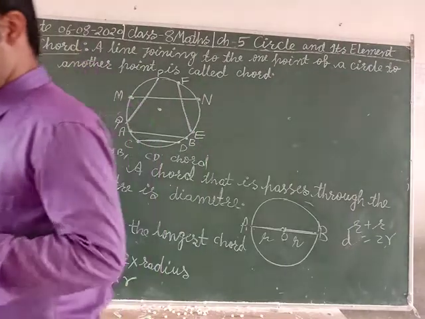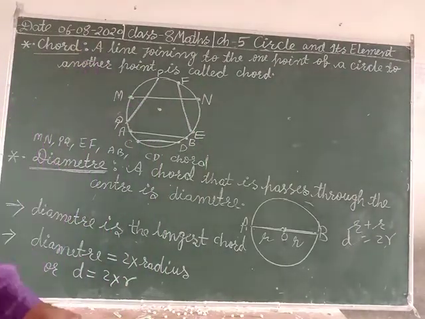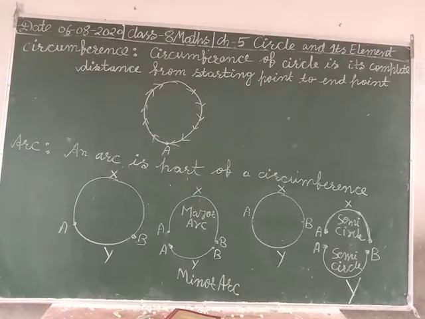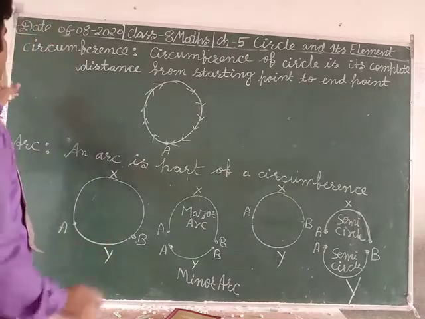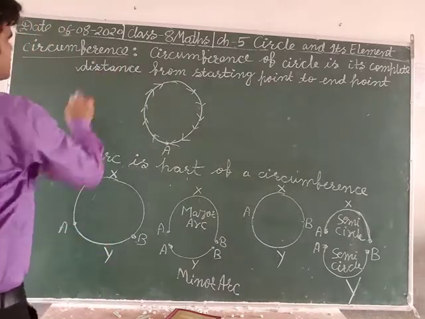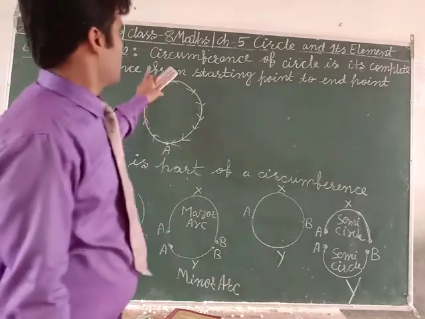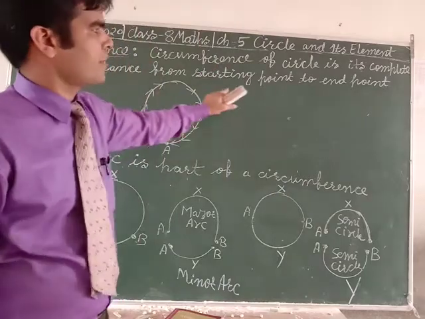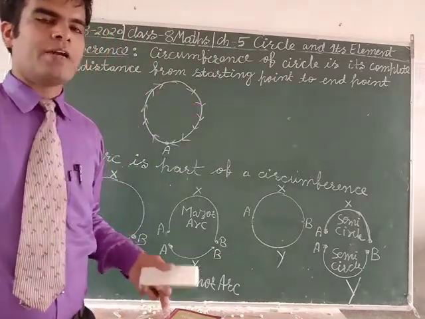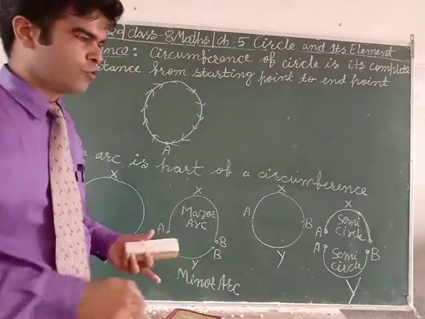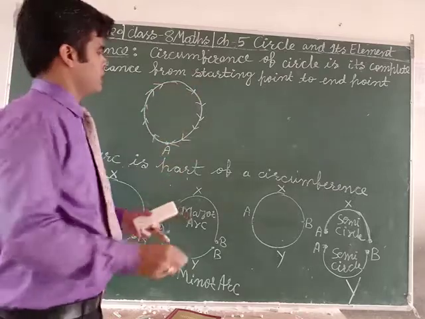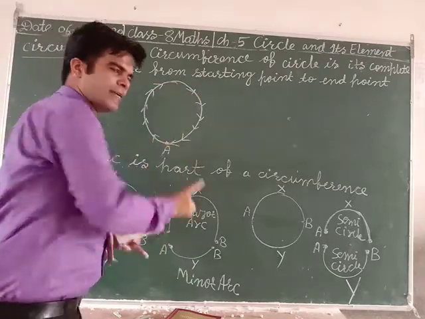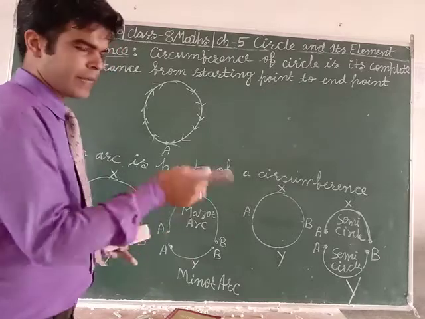Okay students, now we will discuss some more elements of circle. Here is what? Circumference. What is circumference? Circumference of a circle is its complete distance from a starting point to end point. And in a circle, if you make a round, the starting point and ending point will be the same, but direction is changed.